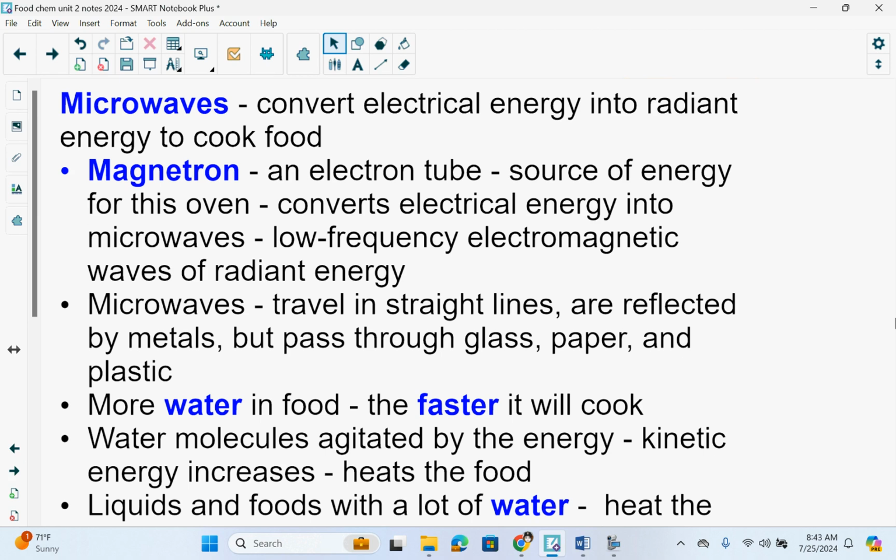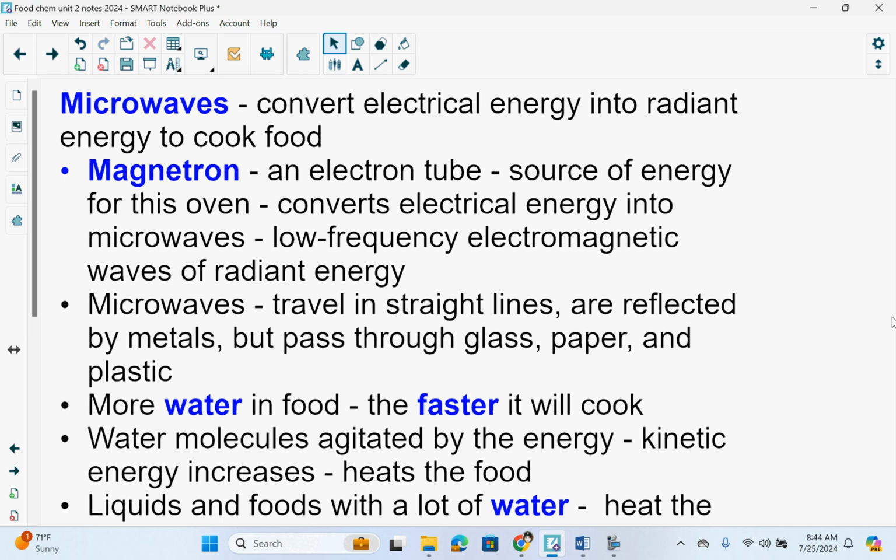All right, so let's look at microwaves, right? These convert electrical energy into radiant energy to cook food. Inside the microwave is a magnetron. This is an electron tube. It's the source of energy for this oven. It converts electrical energy into microwaves. These are low frequency, so they're on the relatively safer end of that electromagnetic spectrum. So they're low frequency electromagnetic waves of radiant energy.